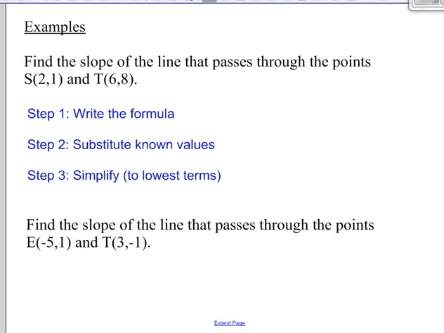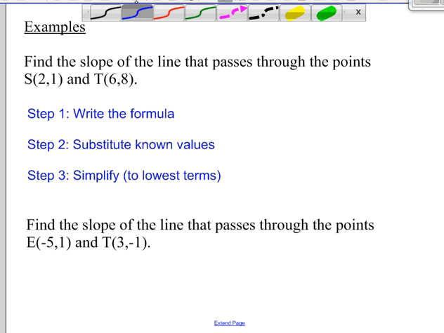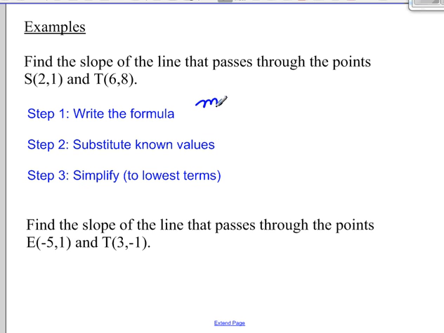So an example of that is here. Here are 2 points, and you're asked to find the slope of the line that passes through those points. So your first step is to write down the formula. So m, or slope, is equal to y2 minus y1 divided by x2 minus x1.